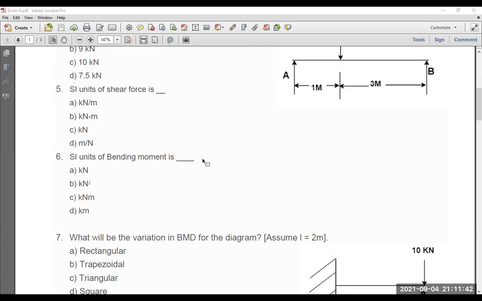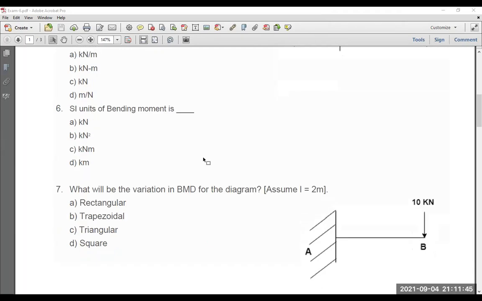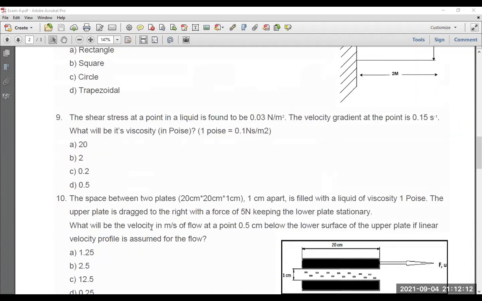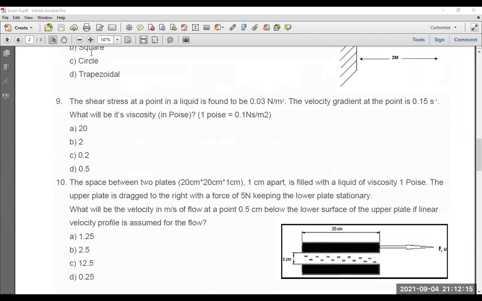Kilonewton, yes. This is force. Shear force is force at the end. 6. Kilonewton meter, see. 6 is C, yes. 7. No problem. Keep it 7 and 8 and we solve it together. 9. 9 is easy also. We can solve it directly here now.